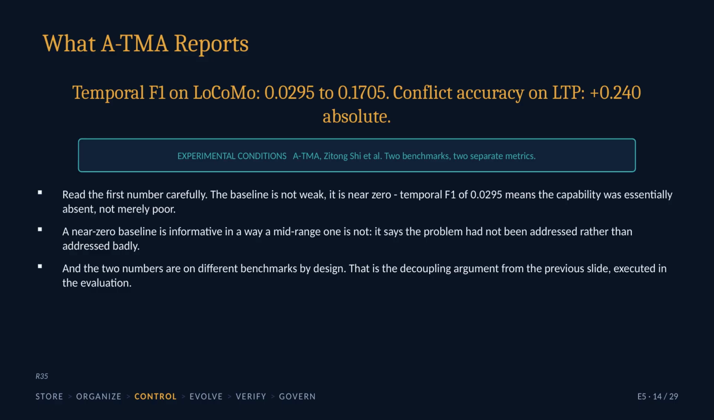Here are the numbers. Temporal F1 on LocoMO goes from 0.0295 to 0.1705. Conflict accuracy on LTP improves by 0.240 absolute. Read the first one carefully, because the baseline is the interesting part. A temporal F1 of 0.0295 is not a weak baseline, it is essentially 0. The capability was absent rather than poor. A near-zero baseline tells you something a mid-range baseline cannot, that the problem had not been addressed, rather than addressed badly. And the two numbers sit on different benchmarks by design, which is the decoupling argument from the last slide carried into the evaluation.